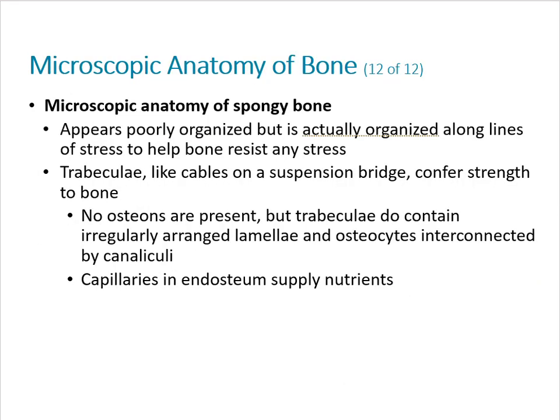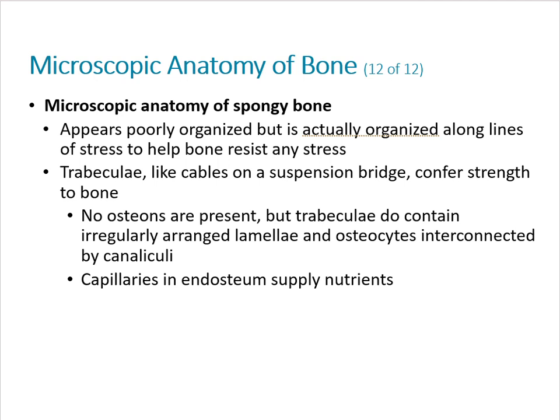But what about spongy bone? Bone is not just compact, there's also spongy bone, which does appear more poorly organized than compact bone, but it is actually organized along lines of stress to really help the bone resist compression and resist that stress. The trabeculae have curved shapes, kind of like the cables on suspension bridges. So they're able to give quite a lot of strength to bone.